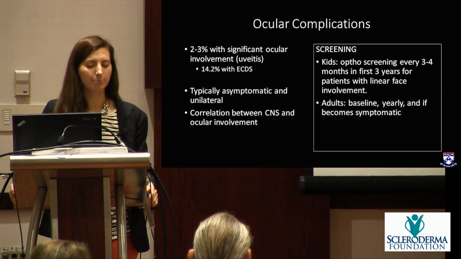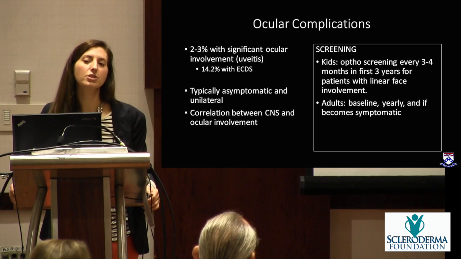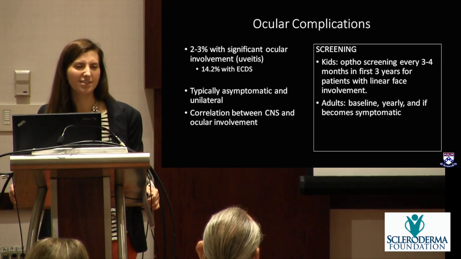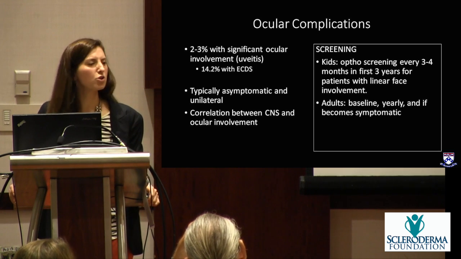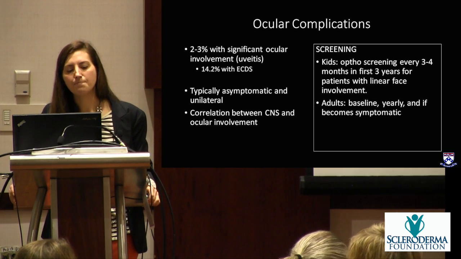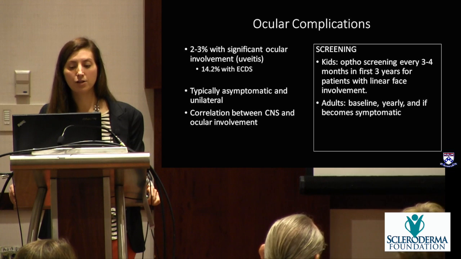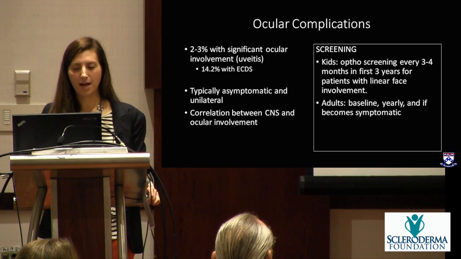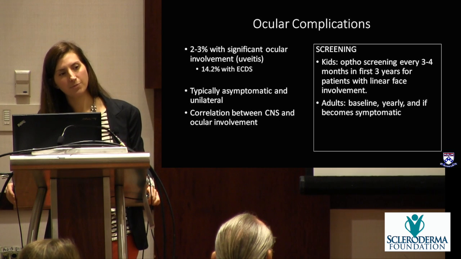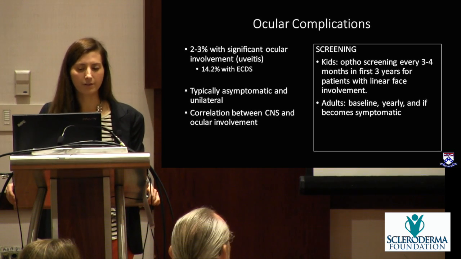What about ocular complications? What about eye complications? This occurs in 2 to 3% of patients. It usually manifests as uveitis, or inflammation of the eye. Typically, there's no change in vision. So what do I do? In an adult, I'm going to do a baseline ophthalmology exam, and then yearly. If a patient becomes symptomatic, then we'll do it more frequently.